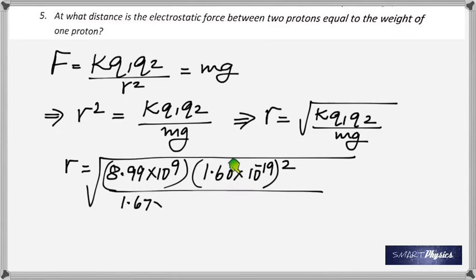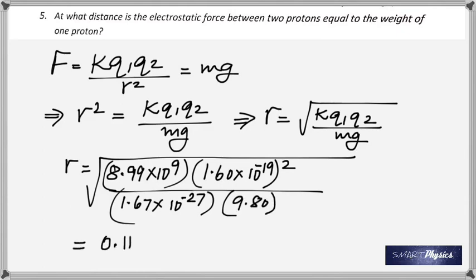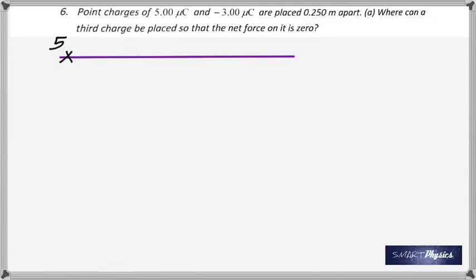Wait, isn't that the charge of an electron? Because the proton and the electron have the same charge. Okay. And I squared it because there is Q1 times Q2, both are the same. Okay. Then the mass of the proton that I gave you times 9.80, you calculate it to be 0.119 meter. Done. All right. So where can a third charge be placed so that the net force on it is 0?